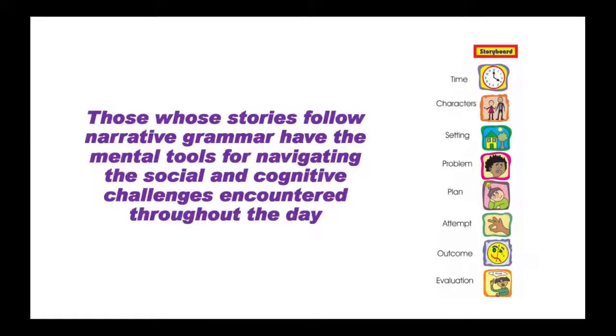So, in general, those whose stories have good narrative structure, so we understand that we have to orient the listeners in time. We have to talk about the important characters, the setting, identify a problem, a plan to solve the problem. Then you actually attempt your plan. You either have a good outcome or a bad outcome. Then you sit back and reflect and evaluate. People who can do this automatically are going to have better social development, are going to have better cognitive development, are going to do better in school, and are going to do better in the workforce.